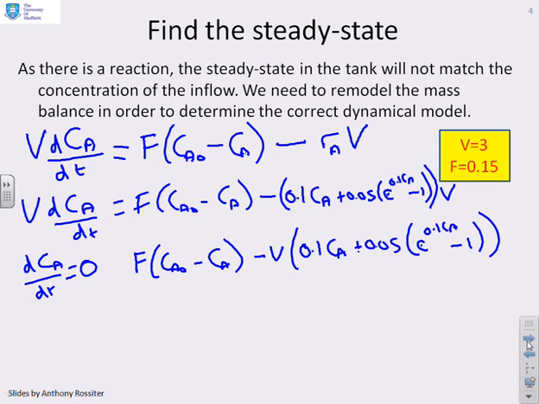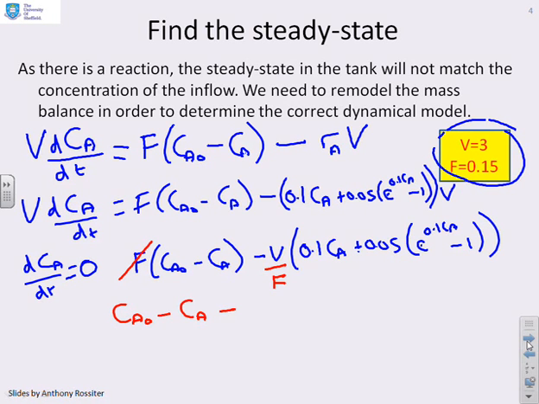We can put in some of the numbers, and you'll notice I've given you the numbers over here because they can be helpful. So we know that V is 3 and F is 0.15. If I divide throughout by F, I'll cross it with a red so you can see what I've done, and I'm going to put it down there. Then what I get left with is CAO minus CA minus, now V over F is going to be 20.